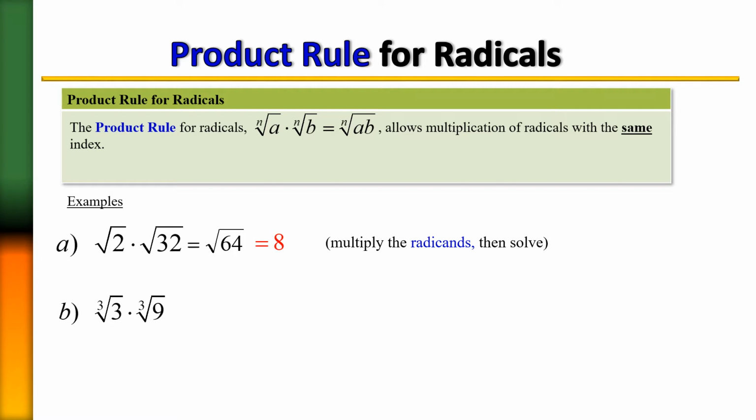So in example 2, they have the same index of 3, they're both cube roots. So we're just going to multiply the inside with the inside. 3 times 9, which is going to give me 27. So we have the cube root of 27. And now we can go ahead and solve. What is the cube root of 27? Yes, the cube root of 27 is 3.